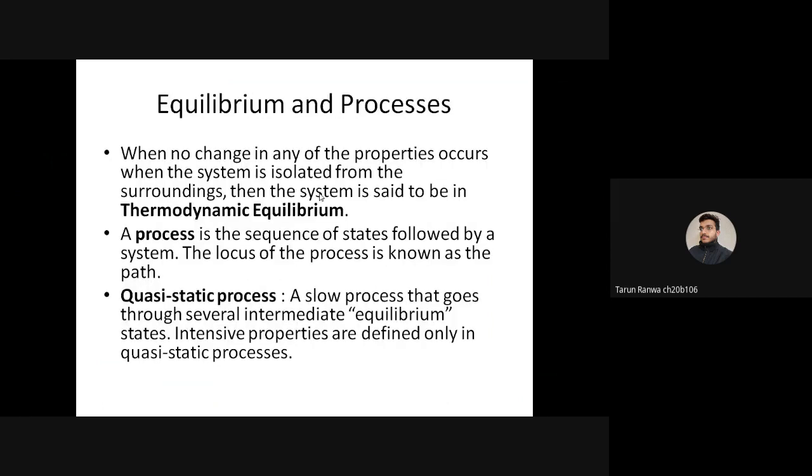Next, equilibrium and process. When no change in any of the properties occurs while the system is isolated from the surroundings, the system is said to be in thermodynamic equilibrium. A process is the sequence of states followed by a system. The locus of the process is known as the path. Next is the quasi-static process, a slow process that goes through several intermediate equilibrium states. Intensive properties are defined only in a quasi-static process.